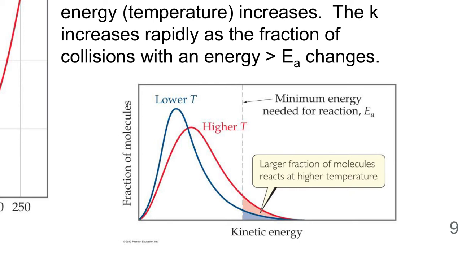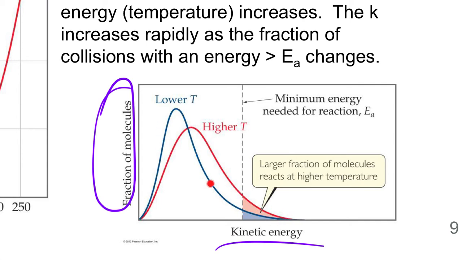These plots are showing distributions of molecules with a given amount of energy. So our fraction of molecules on y, kinetic energy on x. The blue curve is showing the fraction of molecules at a lower temperature, and the red at a higher temperature. Again, this is the Boltzmann distribution. I think this shows up in 1210. If I'm wrong, I apologize.